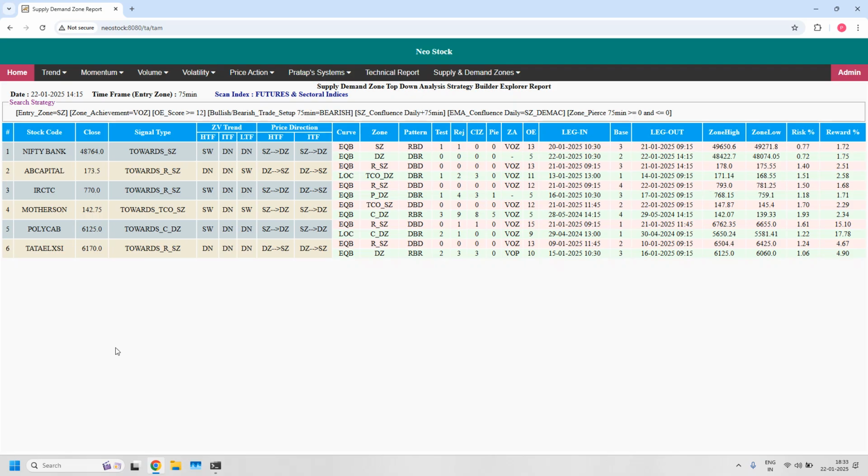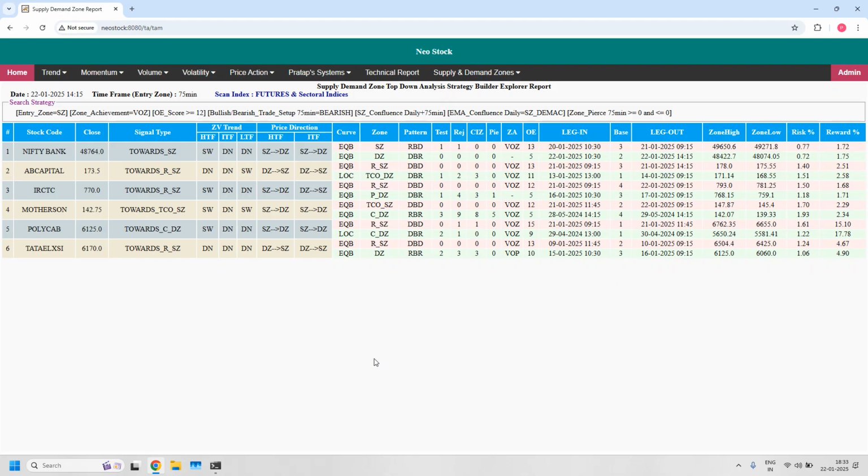With this filter we got 6 stocks. In these 6 stocks, these 75 minute supply zones overlapped with daily, and that daily zone has daily EMA confluence. And the daily trend is down in all the stocks. That is ITF trend. So these are even more high probability trade setup supported stocks. Even Nifty Bank is also there.